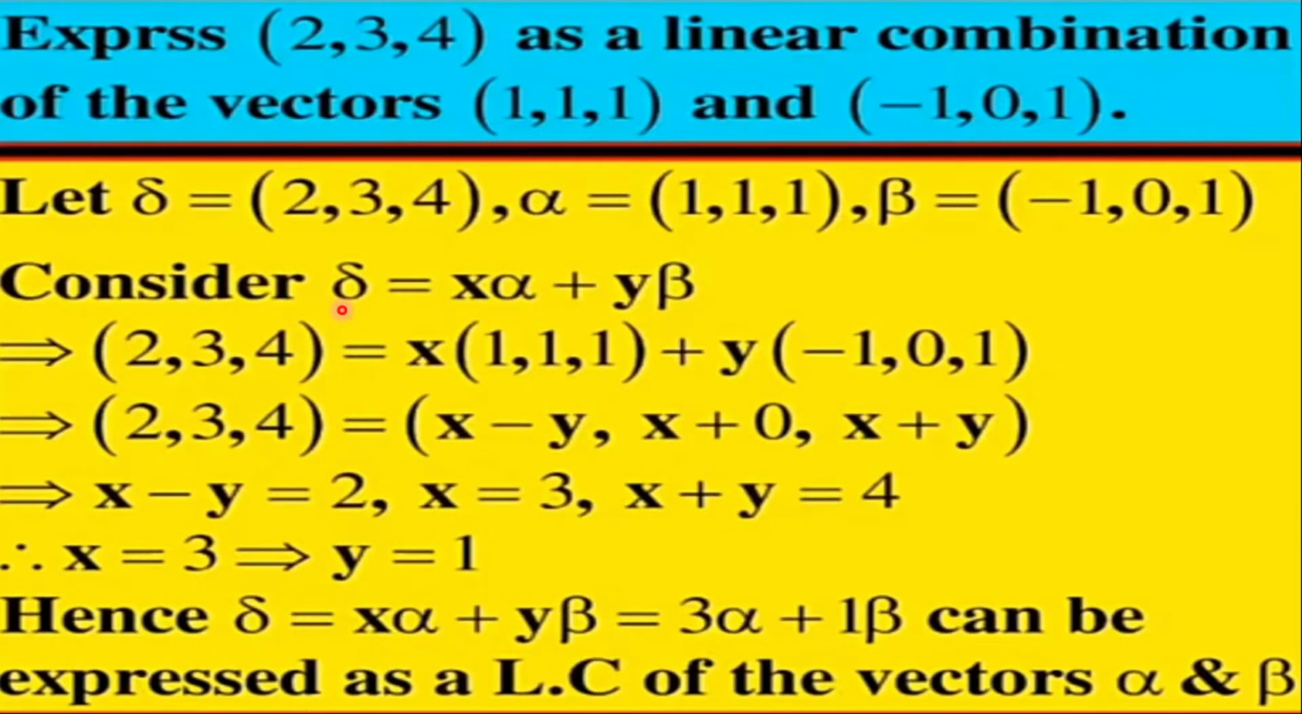Now consider delta equal to x alpha plus y beta. That gives delta, means (2, 3, 4), that is equal to x into alpha, means (1, 1, 1), plus y into beta, means (-1, 0, 1). That gives (2, 3, 4) equal to (x minus y, x plus 0, x plus y). Equating, we get x minus y equal to 2, x equal to 3, x plus y equal to 4.